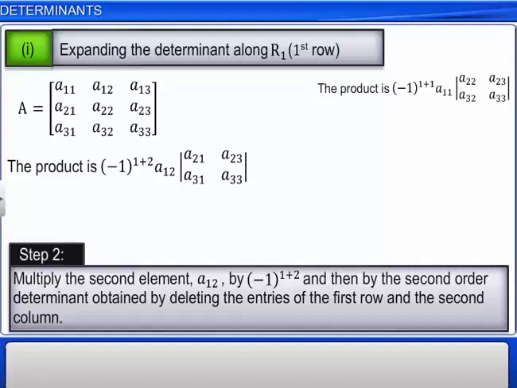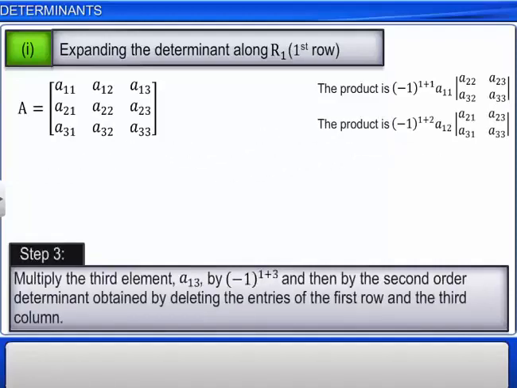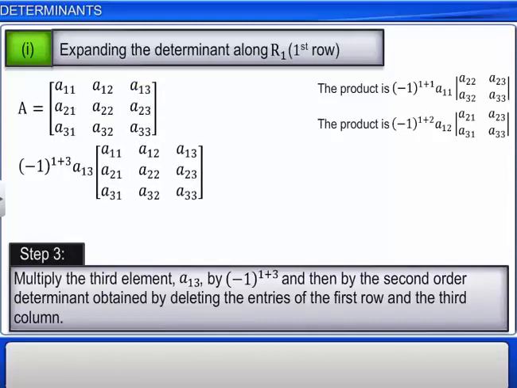In step 3, we multiply the third element A13 of the first row by minus 1 raised to the power of 1 plus 3, where 1 plus 3 is the sum of the suffixes of A13. And then, by the second-order determinant obtained by deleting the elements of the first row and the third column of matrix A. This is because A13 lies in the first row and the third column. The product is as shown.